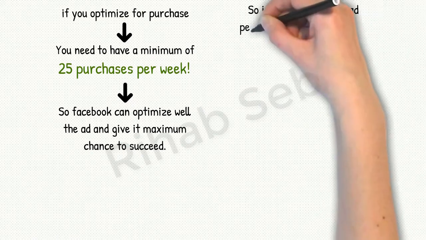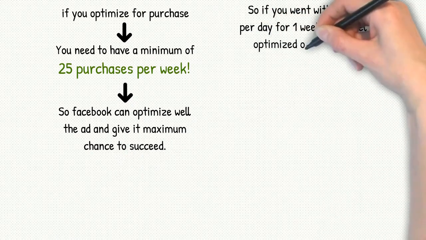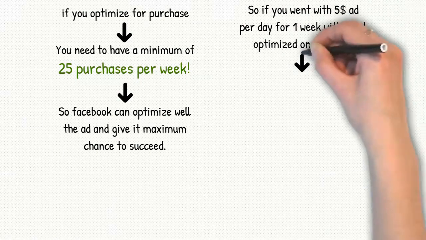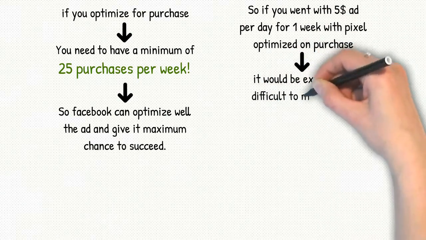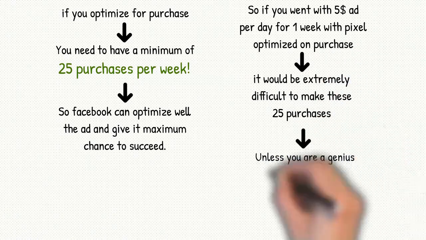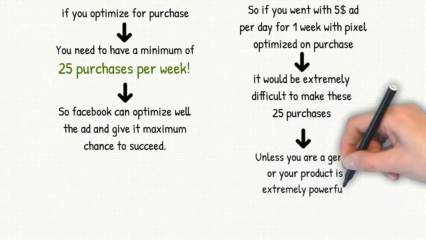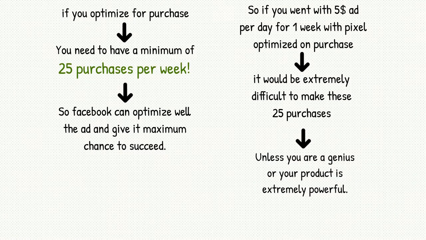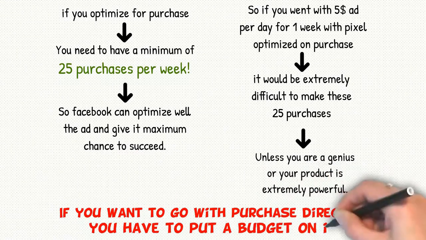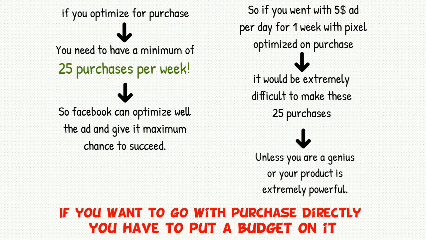So if you go with a $5 ad per day for 1 week with the pixel optimized on purchase, it would be extremely difficult to make these 25 purchases, unless you are a genius or your product is extremely powerful. If you want to go with purchase directly, you have to put a budget on it. Let's take an example.